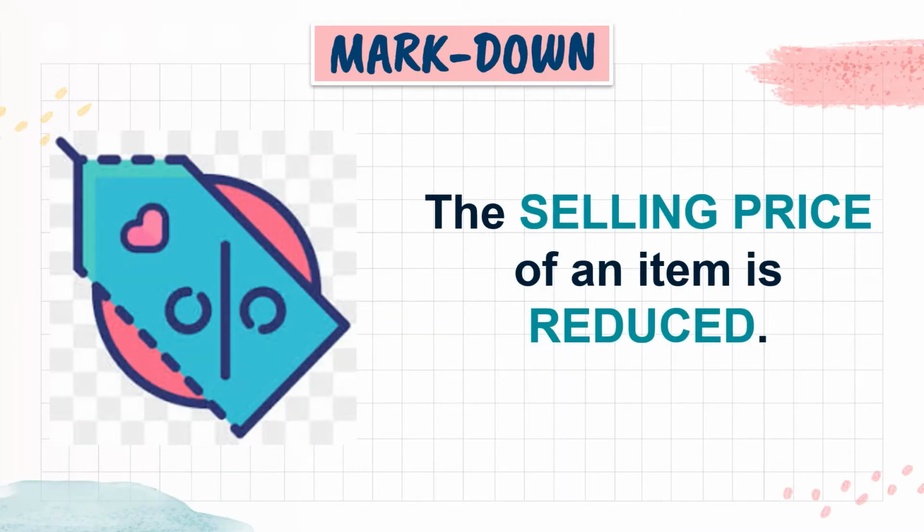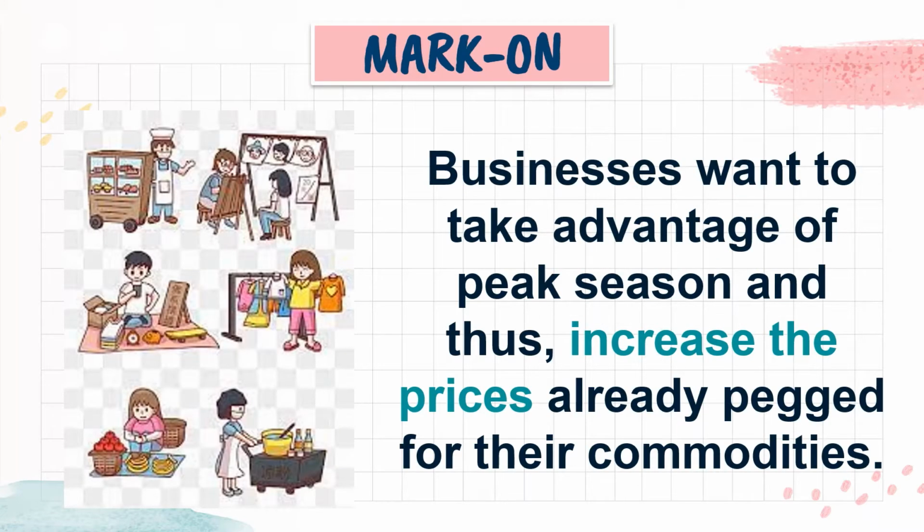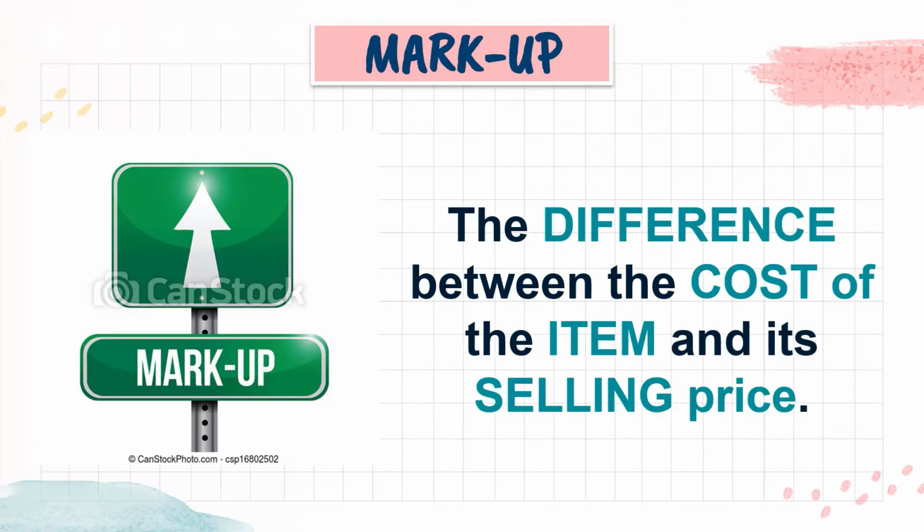Markdown: the selling price of an item is reduced. Example, discount. Markon: businesses want to take advantage of peak season and thus increase the prices already paid for their commodities. Markup: the difference between the cost of an item and the selling price.